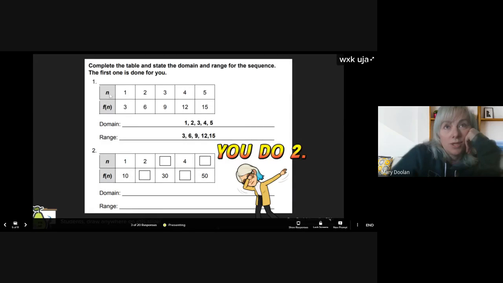All right, up here, this is just going in natural number order. So the domain are the numbers 1, 2, 3, 4, 5, but then it cuts off. It doesn't go forever. And our range is the outputs. So this is very much like a function. It is a function, in fact. Okay, so you have your inputs, which is the domain, and you have your outputs, which is the range. And so there is the pattern of adding 3 each time.